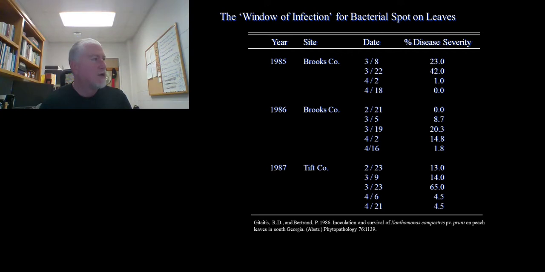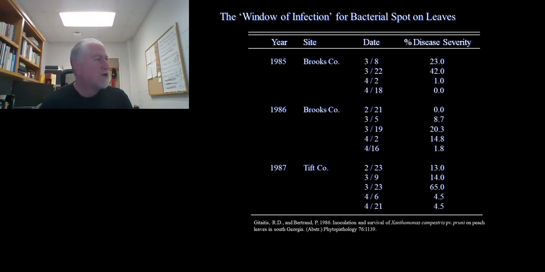Because if you look at just the leaf, this is leaf data. It's old data coming back from Ron Gatitis and Paul Bertrand back in the 80s. They actually applied bacteria at different stages to the peaches and then saw how much bacterial spot developed. So they put out the same amount of bacteria, but just saw how it would develop.